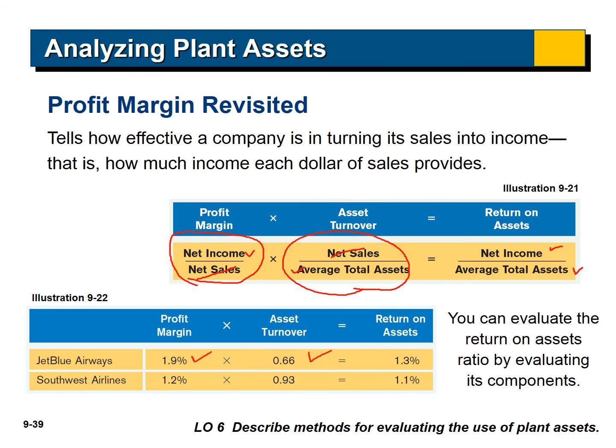So why is the return on assets low? Well, they have a very low profit margin and they have a low turnover, both of which are low. So they're not making much profits and they're not efficiently employing their assets. So both of those ratios are low, and so you can evaluate it accordingly.